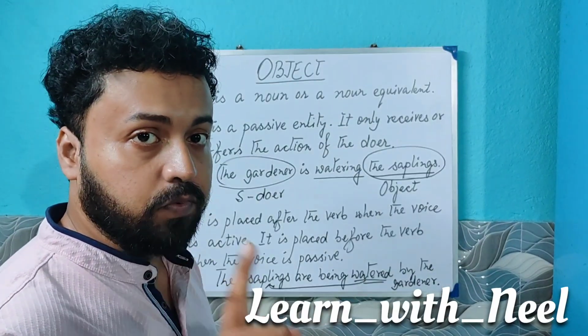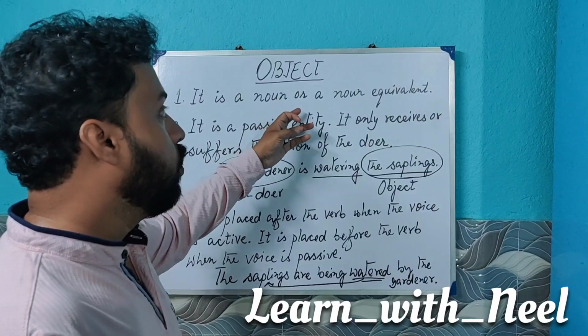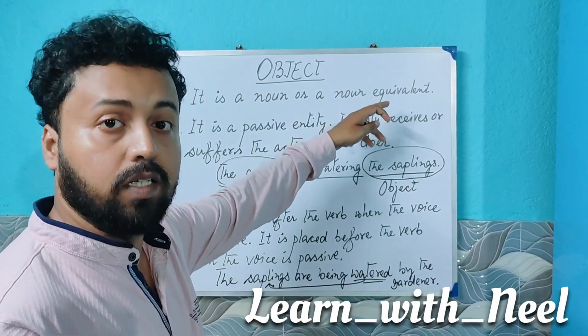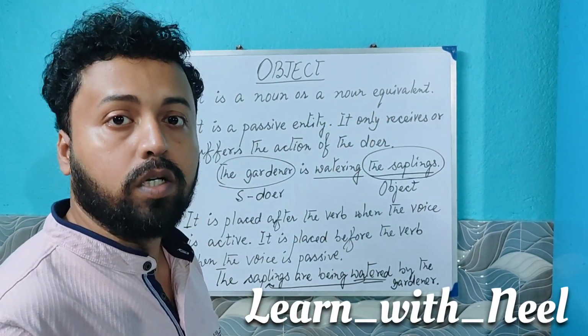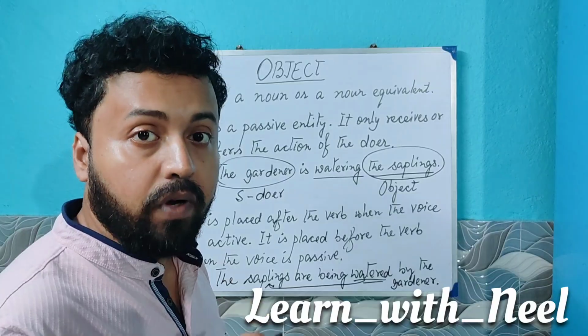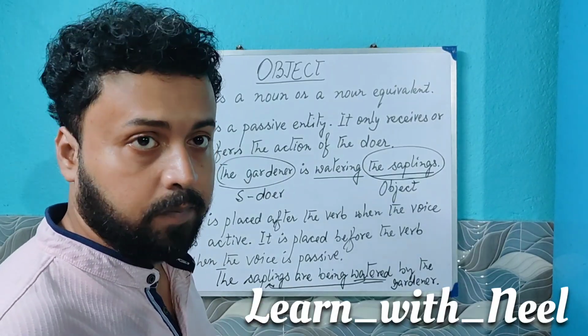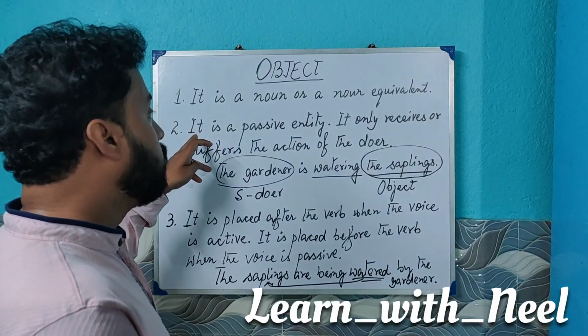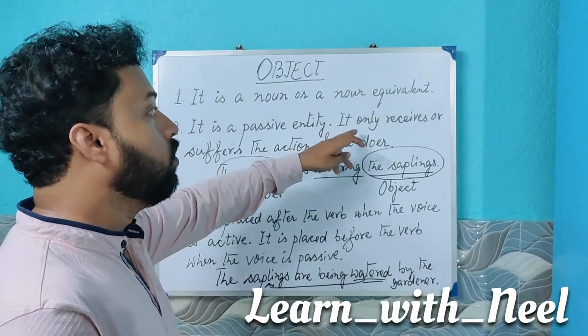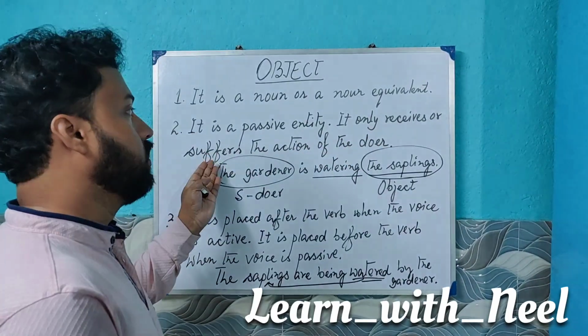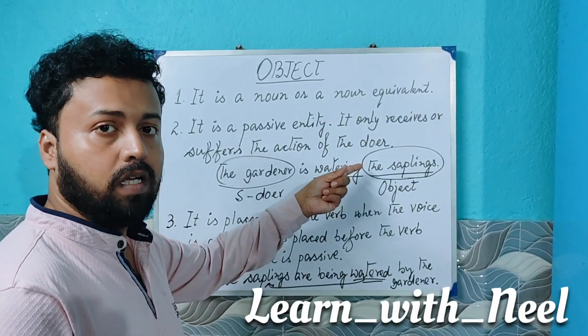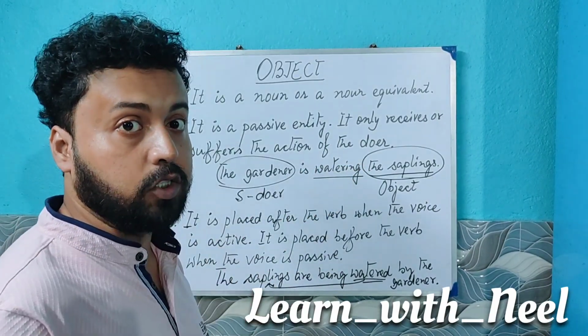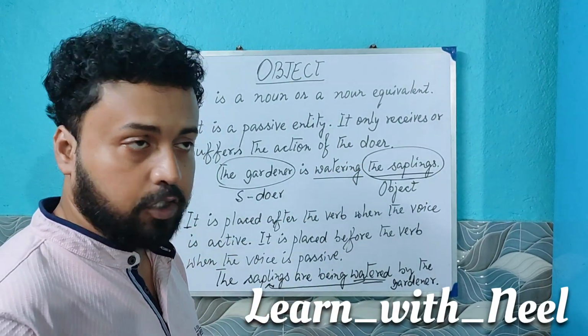Let me revise it once for you. An object is a noun or a noun equivalent. That is, an object can be a noun or a pronoun or a noun phrase or a noun clause. The next point, the most vital point, is an object is a passive entity. It only receives or suffers the action of the doer. An object does not do an action, it receives an action.